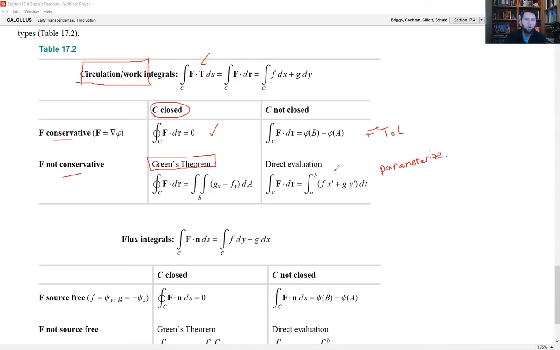In terms of order of difficulty, this is the easiest because the answer is just 0. This is the hardest right here. And then if it's not closed, here you've got to find the potential function most often.